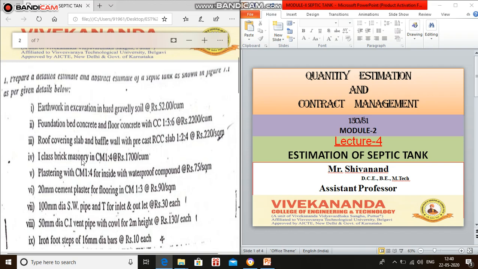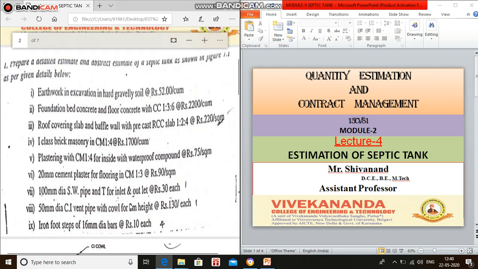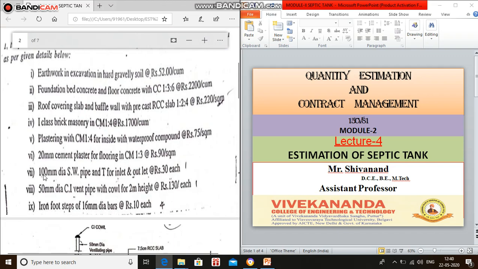And fourth one, first class brick masonry in CM 1:4 at rupees 1700 per cubic meter. Fifth one, plastering with CM 1:4 for inside with waterproof compound at rupees 75 per meter square. Sixth one, 20 mm cement plaster for flooring in CM 1:3 at rupees 90 per meter square. Seventh one, 100 mm dia SW pipe and T for inlet and outlet at rupees 30 each.